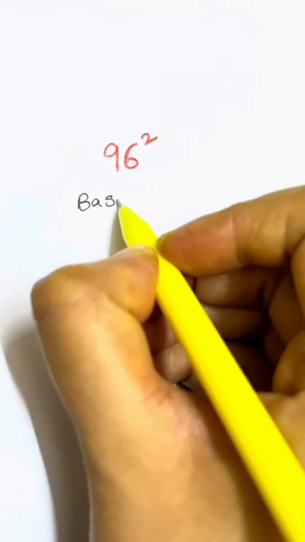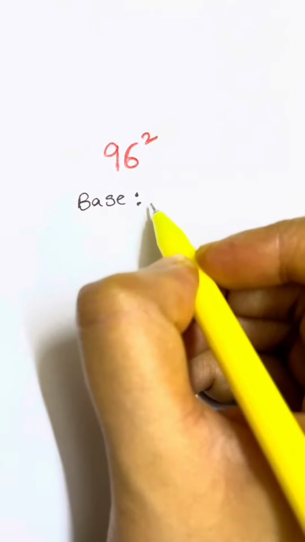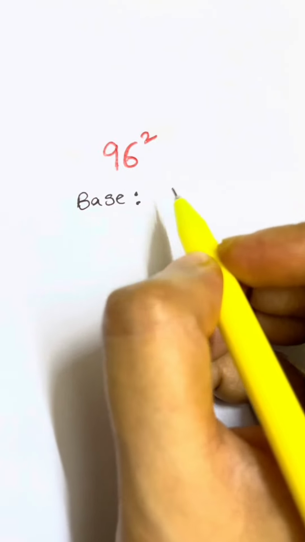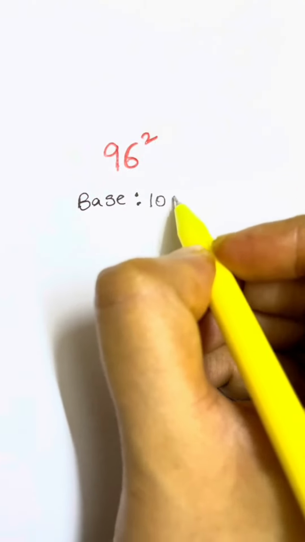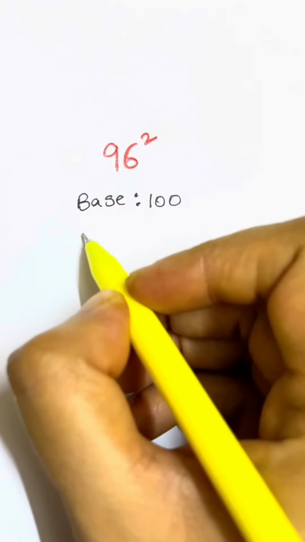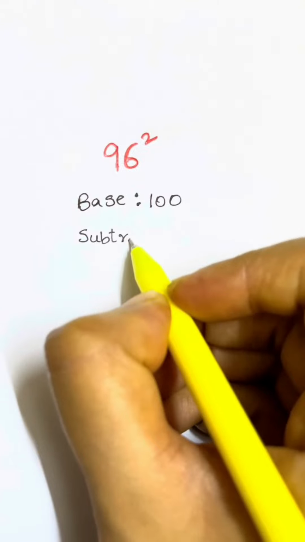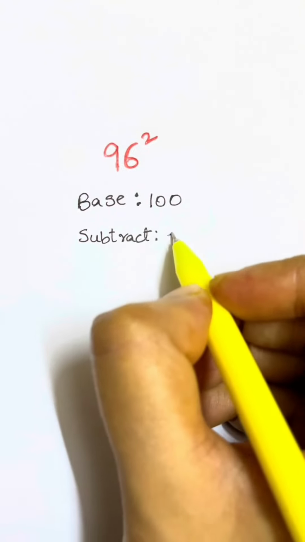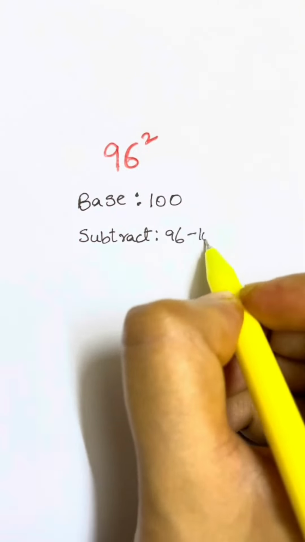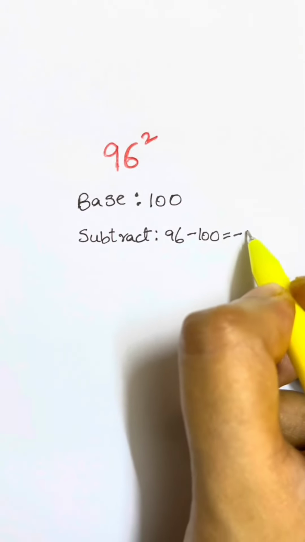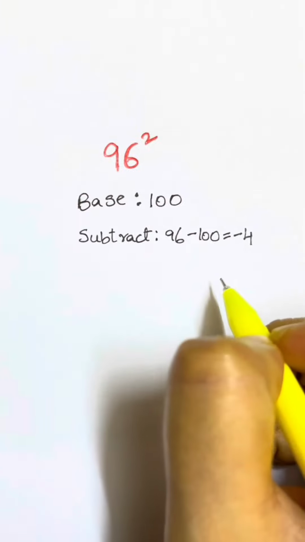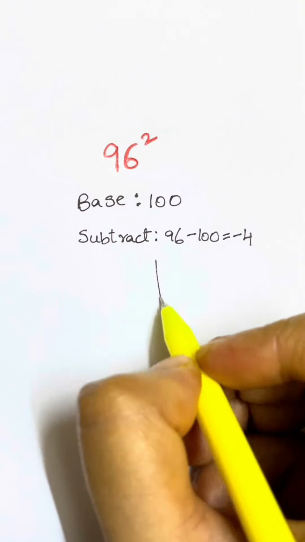So we choose a base of powers of 10 or multiples of 10 which is nearer to 96. So nearer to 96 is just 100. So now as we have chosen our base, we subtract the base from the squared number, that is 96 minus 100, and we just get negative 4. And this negative 4 plays an important part in our answer. So let's divide our answer in two halves.